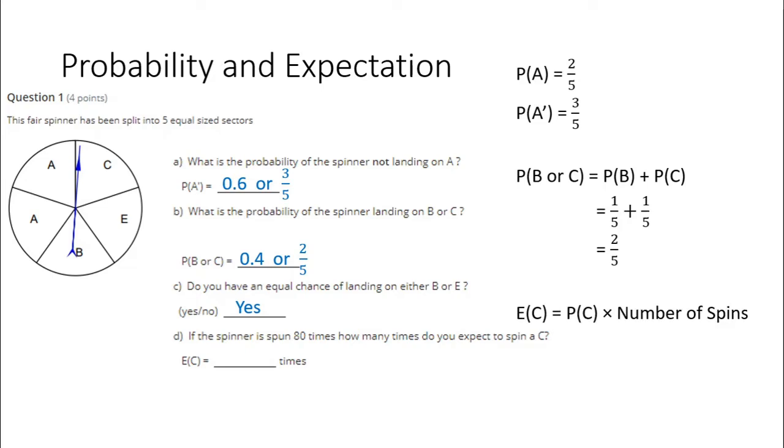And that fraction happens to be the same as the probability of getting a C. I expect to get a C 1/5 of the time, because 1/5 of the spinner is C. So 1/5 of the number of spins should be a C. 1/5 of 80, that's 16 times. Out of 80 spins, I expect 16 C's.